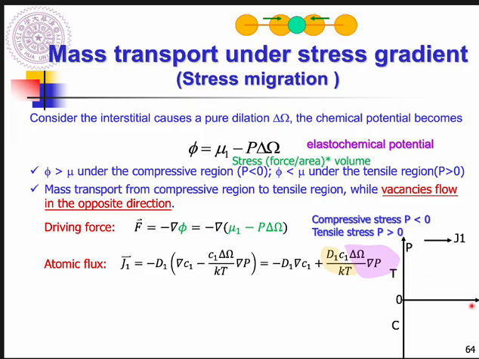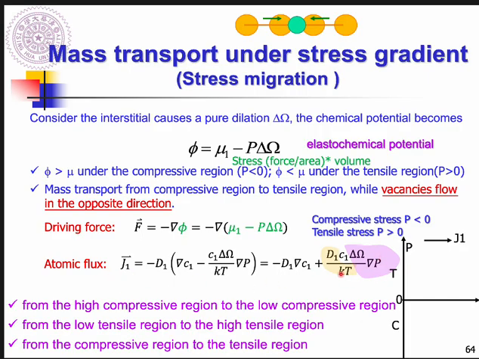Now if I assume the atomic flux moves to the right-hand side, and we assume the interstitial concentration variation is quite small, then based on these equations, this is positive, positive, positive, right? So moving to the right, this is positive, so the stress gradient should be positive, going upward. This tells you that the atoms will probably move from the high compressive region toward the low compressive region.